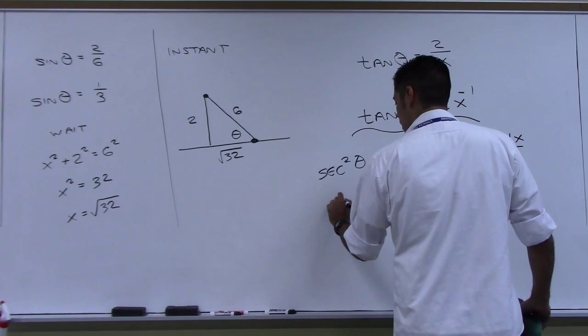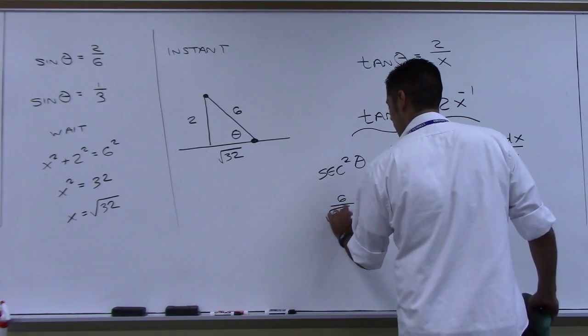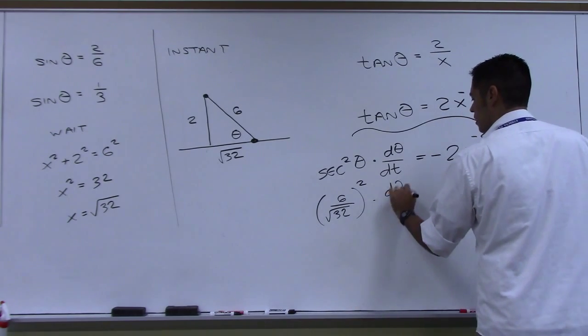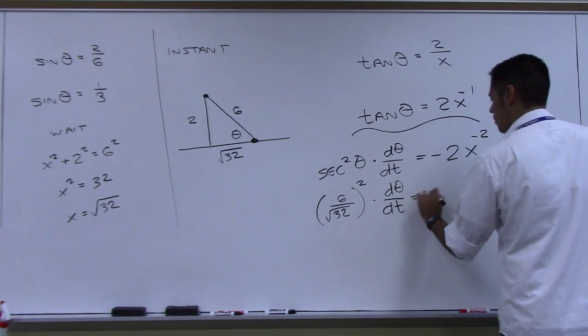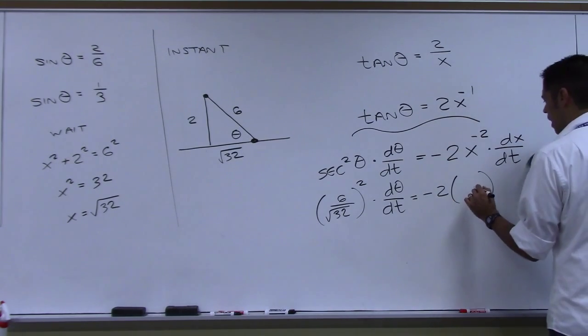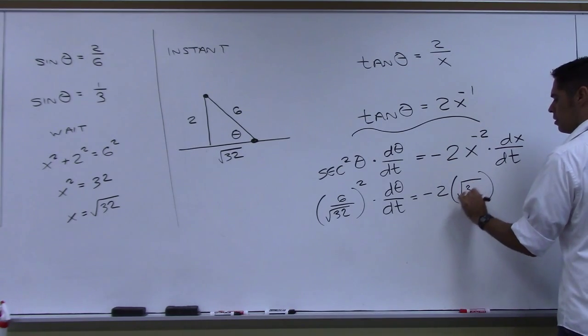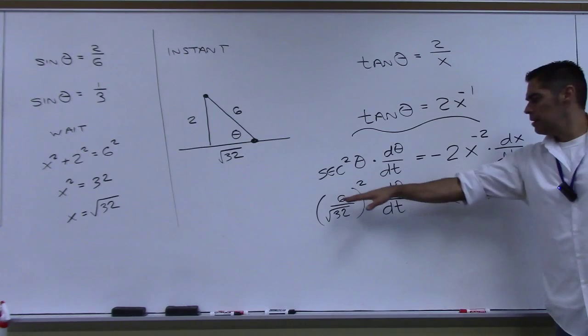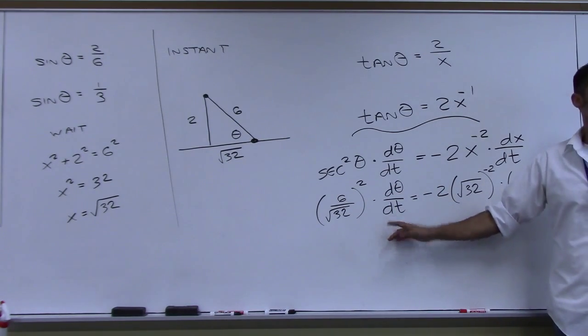Maybe I'll write this down. 6 over root 32, that's secant theta, right? Squared times d theta dt, which is what I'm looking for, equals negative 2 times x to the negative 2. What's x? Root 32 to the negative 2 times, what's dx dt? Negative 600? Isn't that what it was? See, look, everything has been plugged in except one thing, d theta dt, and that's what I'm trying to solve for.